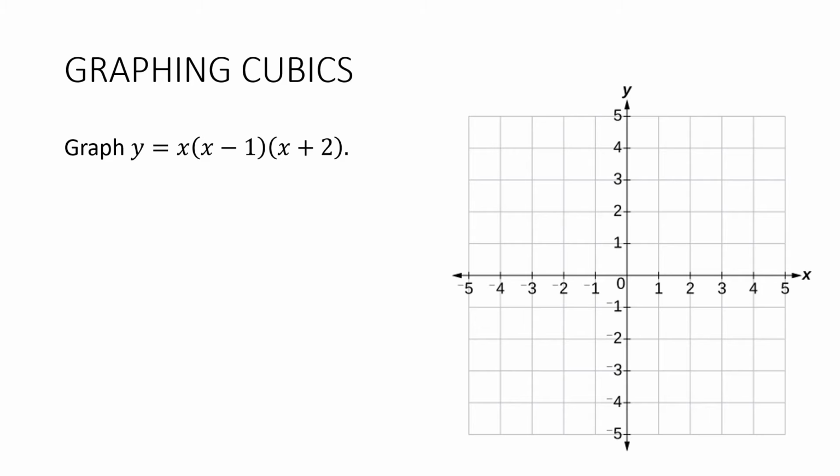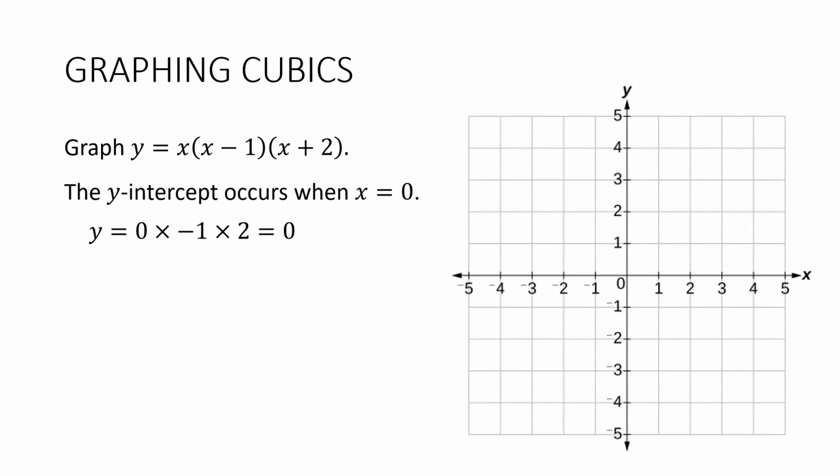All right, let's have a look at how we might graph one of these cubics without using a table of values. We're going to use the features of the curve. Firstly, we're going to find the y-intercept. It occurs when x is equal to 0, so we're going to put 0 in where the x's are. And pretty obviously, y is going to equal 0. So the graph's going to go through the origin.